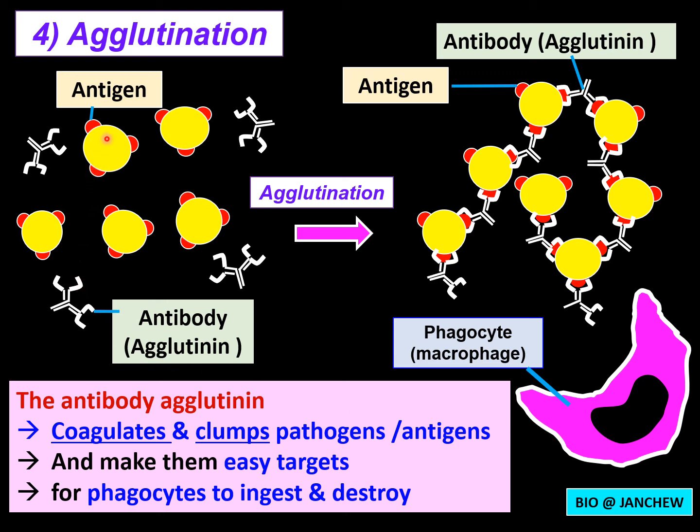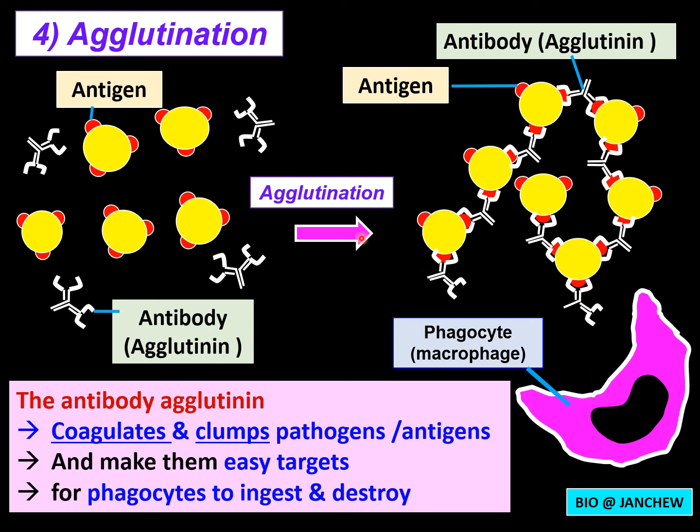For example, here we see the antigens on the pathogens, the foreign particles on the pathogens, and this is the antibody called agglutinin. So agglutinin will bind to the antigens on the surface of the pathogens, and they will cause them to clump together, to combine together to form a mass of pathogens, so that these pathogens are not so mobile and they cannot move easily. Thus, they become easy targets for the phagocytes to ingest and destroy.